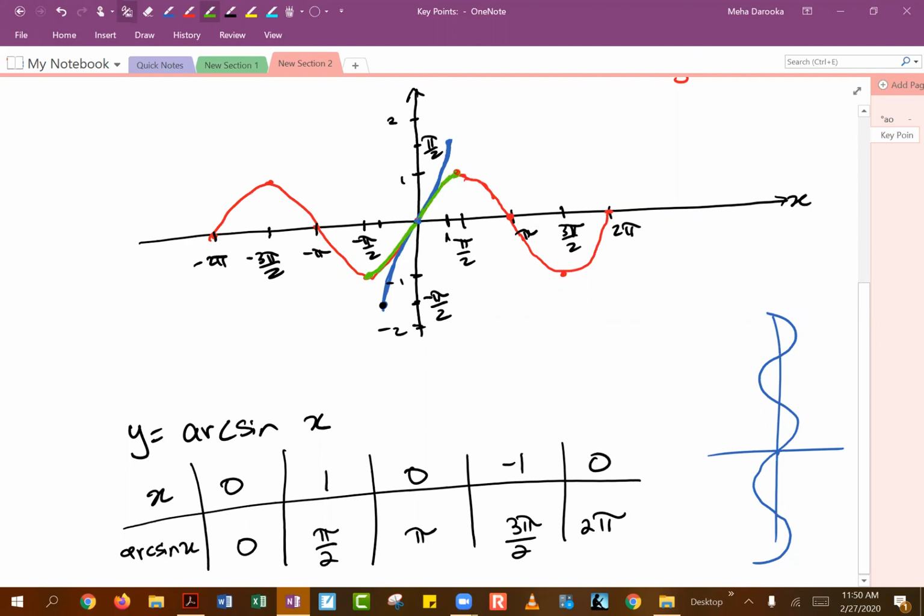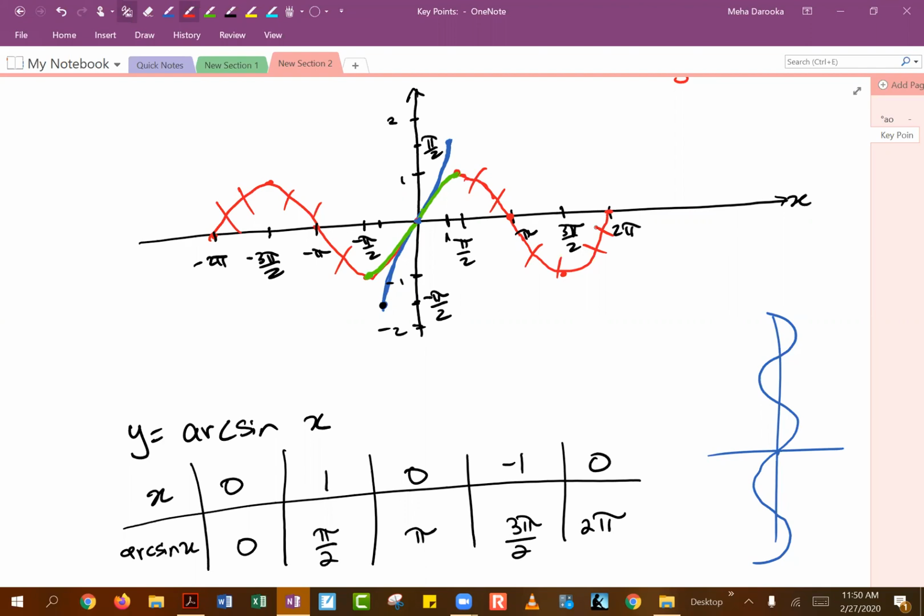And basically the idea is we would have to ignore all of this part because they're not one-to-one if you include that. So you are basically restricting your sine function to stay between negative pi halves and pi halves like we saw earlier in this section. And then that means your arcsine function will be restricted between -1 and +1 on the x-axis, and negative pi halves and positive pi halves on the y-axis.